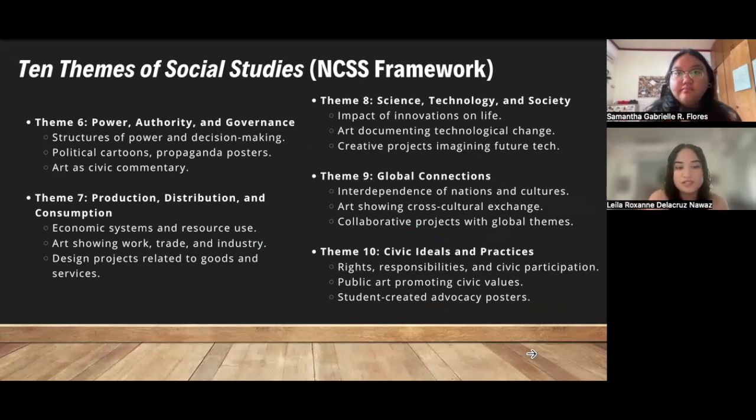For theme seven, we have production, distribution, and consumption. So economic systems and resource use, art showing work, trade, and industry, and designing projects related to goods and services. And for theme eight, we have science, technology, and society. This is the impact of innovations on life, documenting technological change, and creative projects imagining future tech.